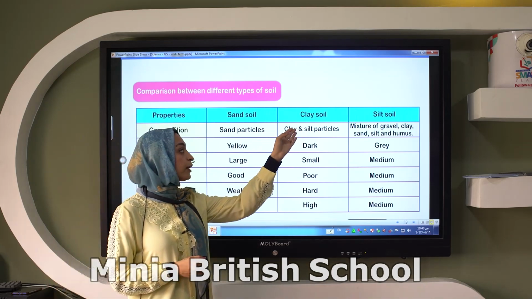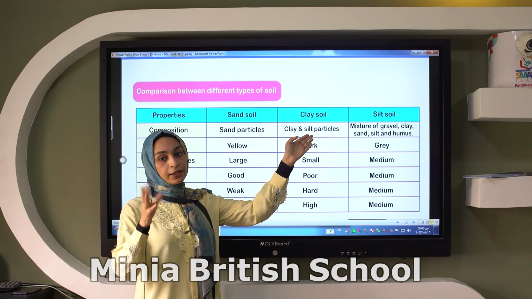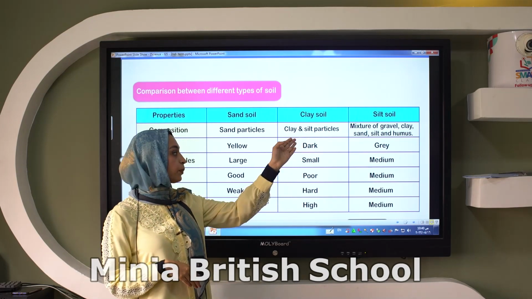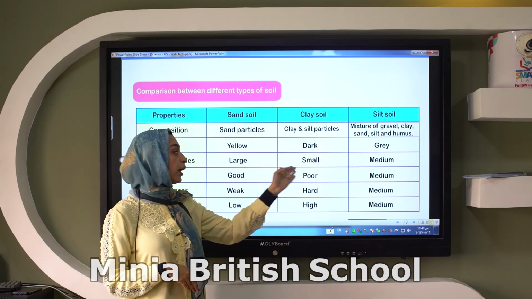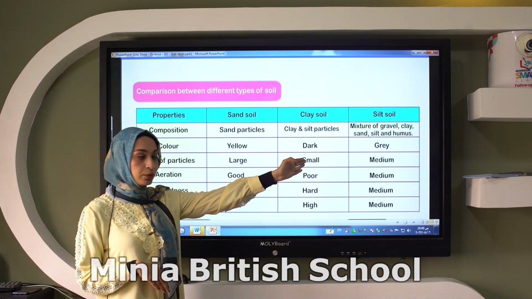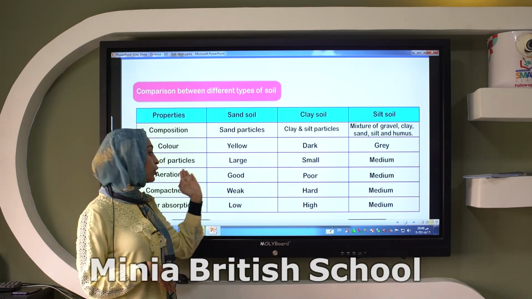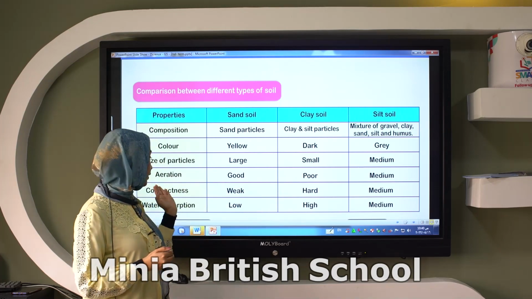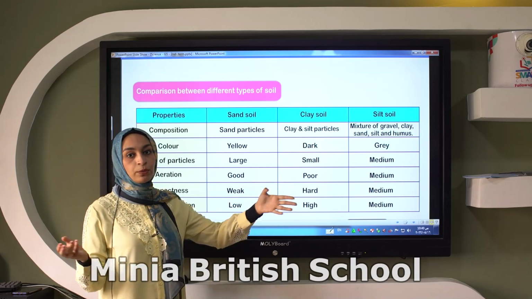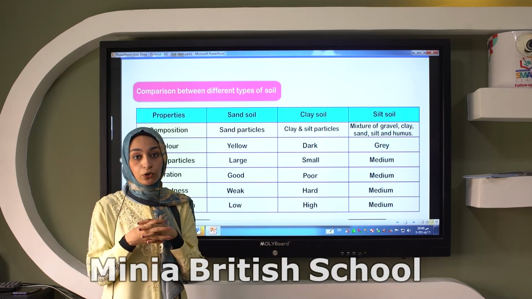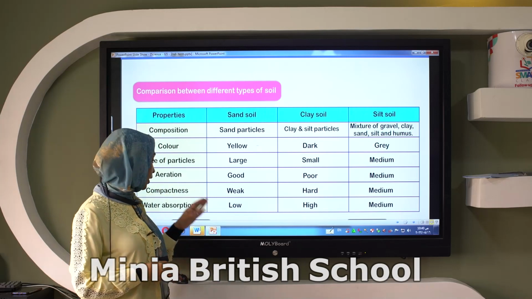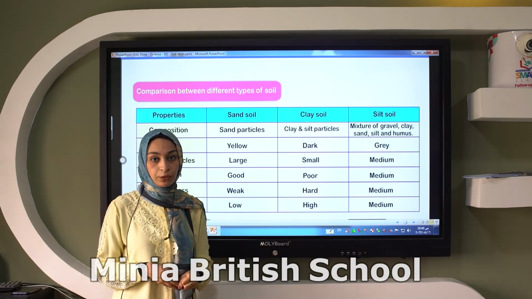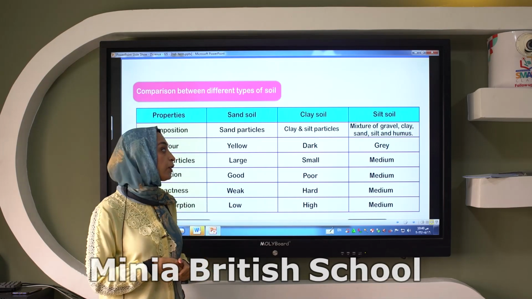For the clay, it consists of clay and silt particles in some, or we can say equal, amounts. Its color is dark, its size is very small, its aeration is very poor for passing air through it, and its compactness is very hard, which means its particles are connected together well, and the absorption is very high here. It can absorb water very well, which is very important for the soil.